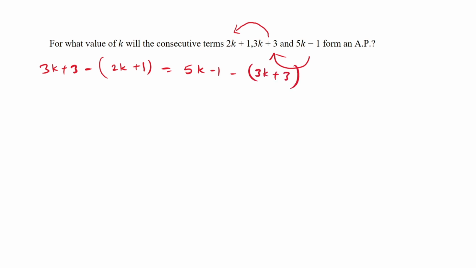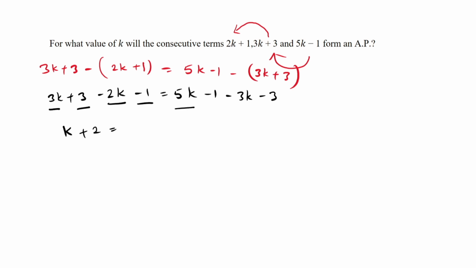So let us try to simplify this. 3k plus 3 as it is, opening the bracket, minus into 2k, minus into plus 1, minus 1 equals 5k minus 1, minus into 3k, minus into plus 3, minus 3. First let us simplify the left side as well as the right side. 3k minus 2k is 1k or simply k. 3 minus 1 is 2, which equals 5k minus 3k, 2k, minus 1 minus 3, minus 4.